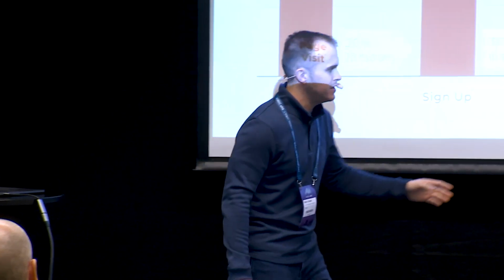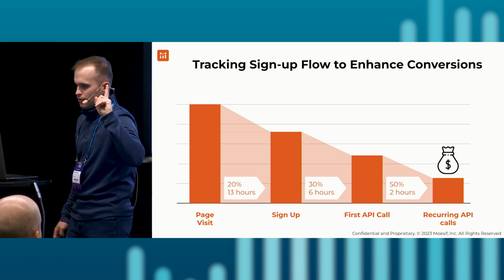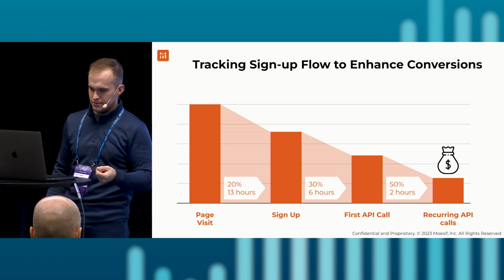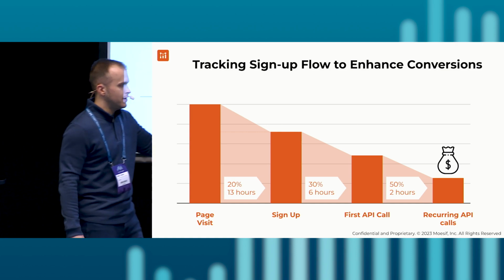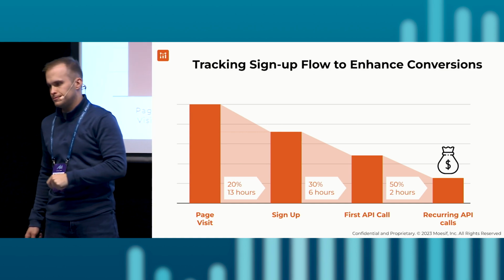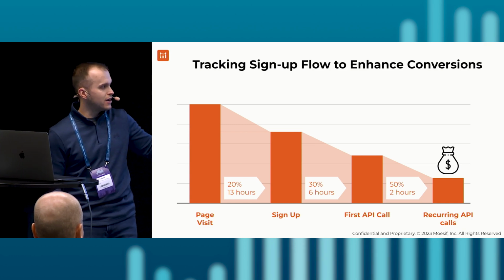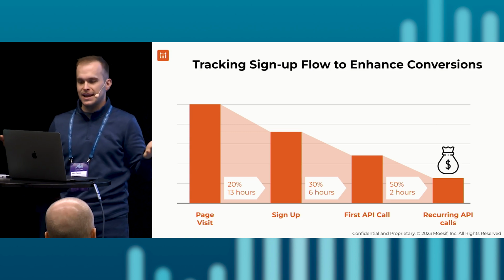And then, most importantly, might be when we make the money. We don't make money off of one API call. We make money off of repeated API calls. So how many people are going from their first API call and moving to a recurring API call? If they're not moving from first API call to recurring API calls, we need to ask, why is that happening?